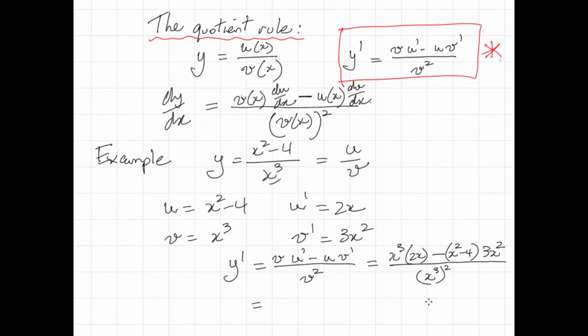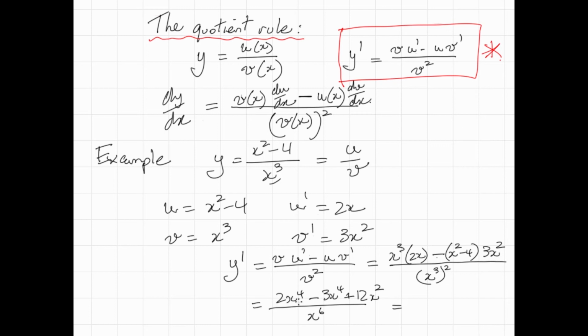Remove our brackets, and we get 2x to the 4 minus. Tricky here, because we've got a minus with a minus inside the bracket. So when we multiply 3x squared times x squared, we get 3x to the 4th. That minus a minus will make that into a plus. 3x squared times 4 is 12x squared. All over x to the power of 3, all to the power of 2. Power to a power, you multiply, 2 threes are 6, so x to the power of 6.